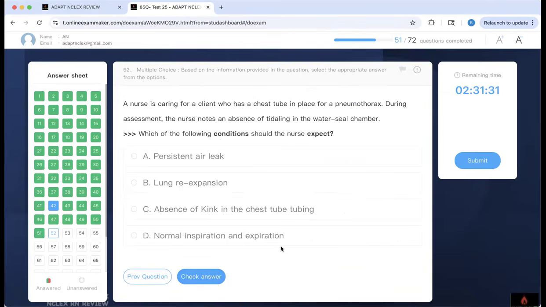A nurse is caring for a client who has a chest tube in place for pneumothorax. During assessment, the nurse notes absence of tidaling in the water seal chamber. Which of the following conditions should the nurse suspect? The same question, I changed the answers so that you can master them.